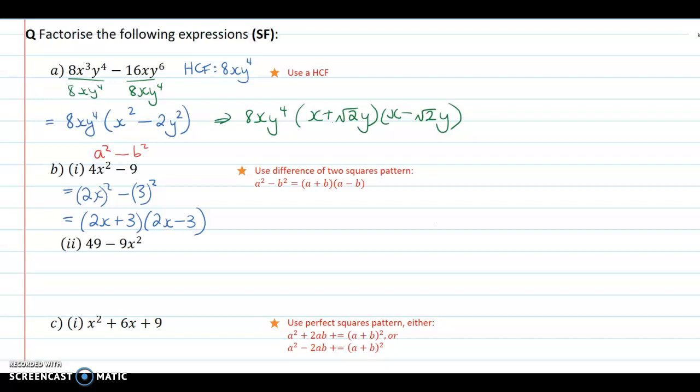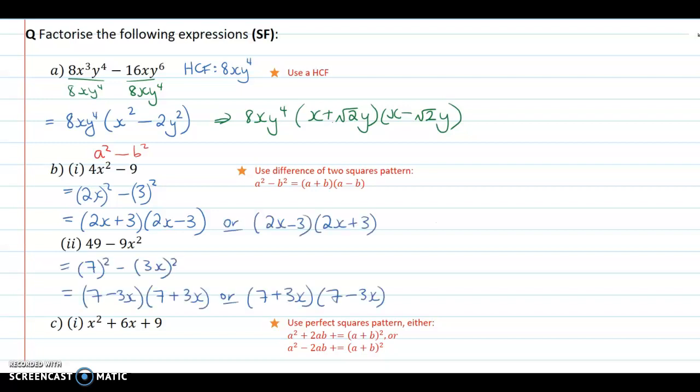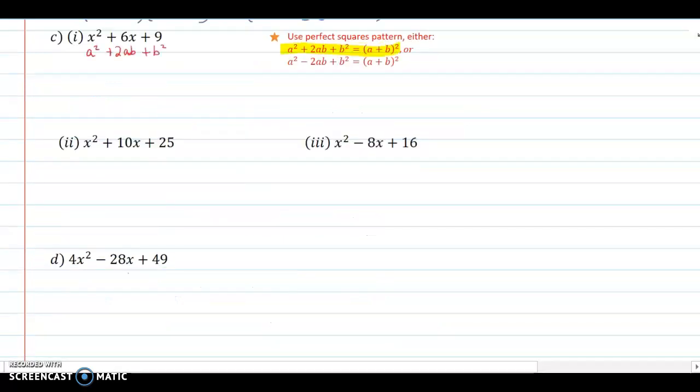Press pause and have a quick go at the second part there, and we'll check in shortly with how you went. Okay, hopefully you ended up with that result. I should have pointed out in my first example that it doesn't matter which way with the difference of two squares pattern you write the final brackets. They mean the same thing. So if you had it the other way around, that's perfectly fine. All right, let's move on to C here.